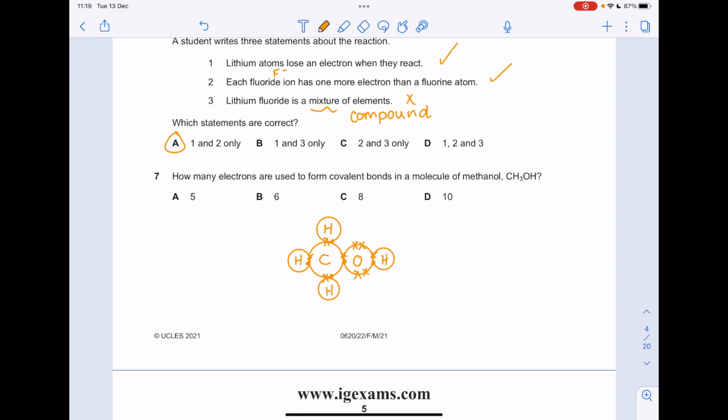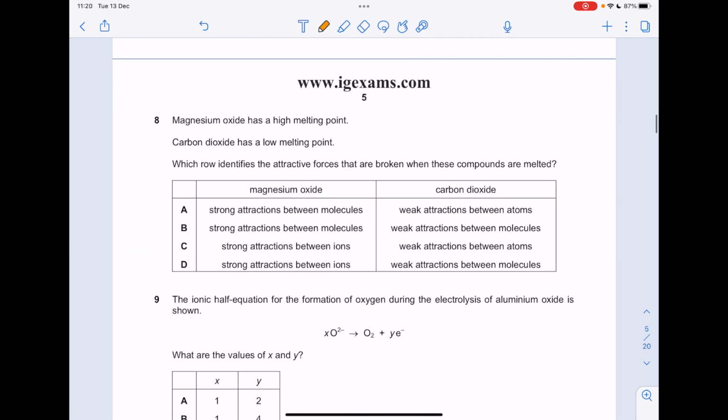So what about the covalent bonds? Count the electrons. 2, 4, 6, 8, 10. You're only counting the electrons in the overlapping portions. So that's why D is the correct answer here.